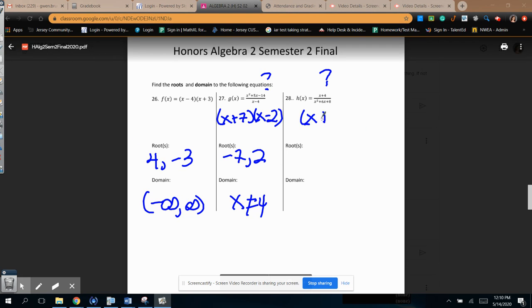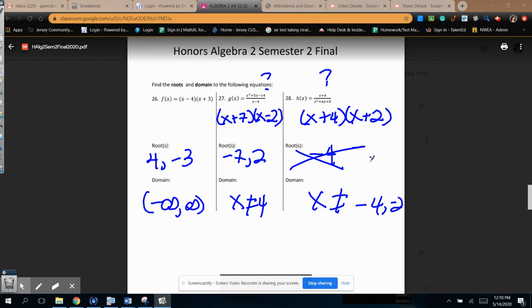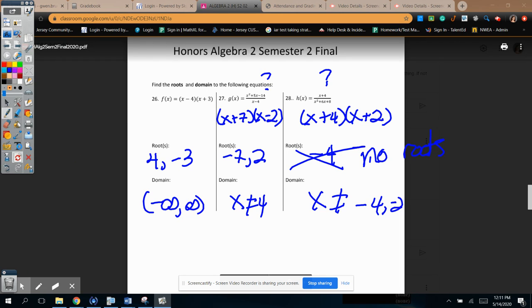This guy is an x plus 4 and an x plus 2. There's no way I taught you this, which means you might say the root is negative 4, but down here I'm going to tell you that x cannot be negative 4 or negative 2, so it's really not a root, and there's no roots on this one. I think that I accidentally forgot to delete those questions from your final, so I'm sorry.